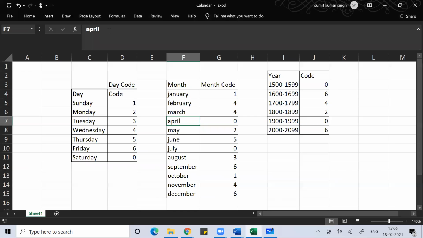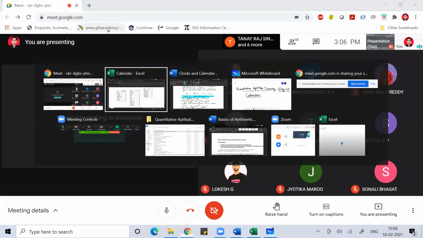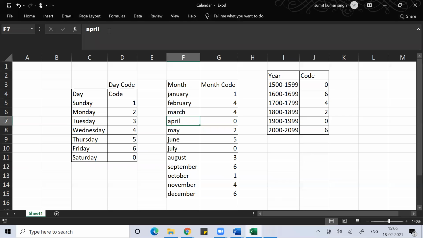So here, in order to work on the shortcuts, you have to remember a few concepts. At the end, if you get the answer as 1, then your answer is Sunday. If you get the end answer as 2, your answer is Monday. If you get 3, your answer is Tuesday. If you get 4, it means Wednesday.